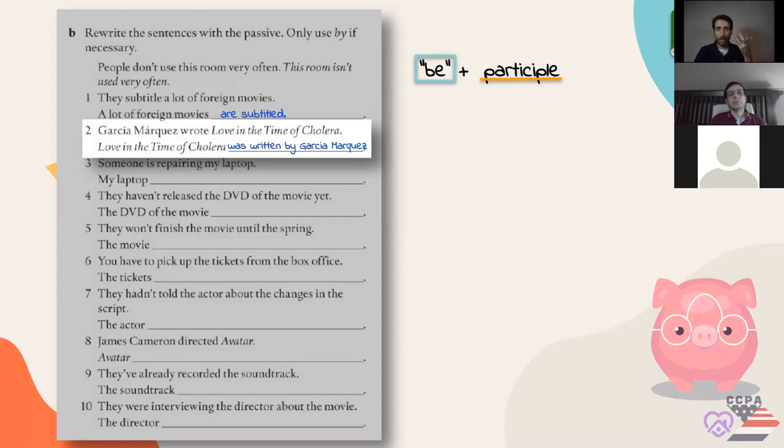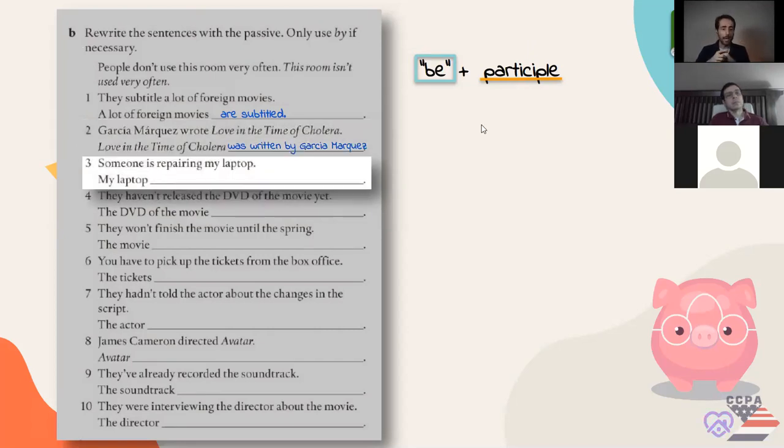Yes. In this case, we need to include the by because it's relevant for the idea. We know exactly who the person was, so it's important to include by. Okay, let's go faster with the next one. Number 3, someone is repairing my laptop. This can be a bit trickier. What is our tense this time, guys?